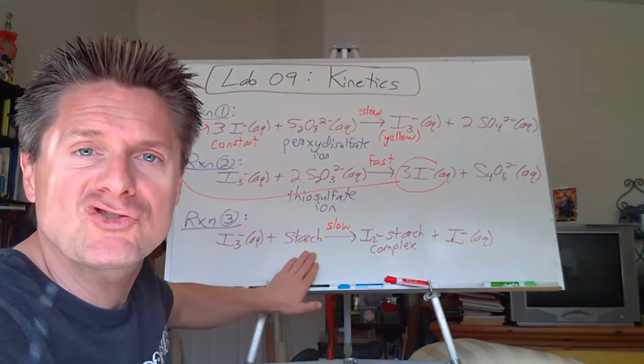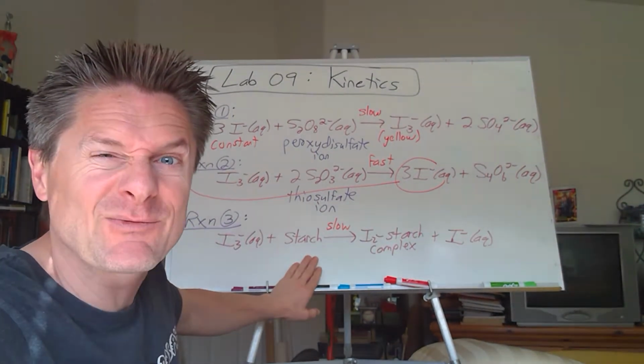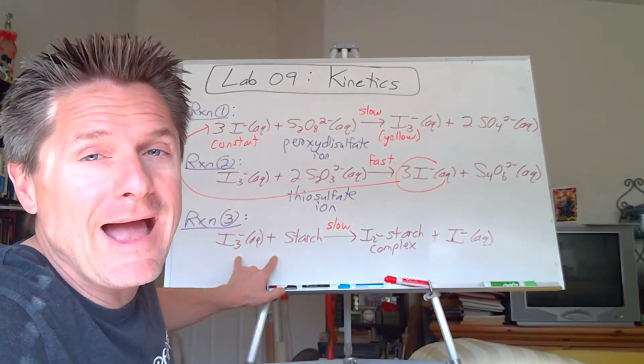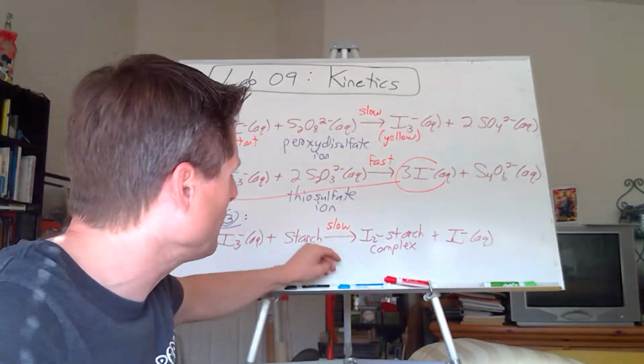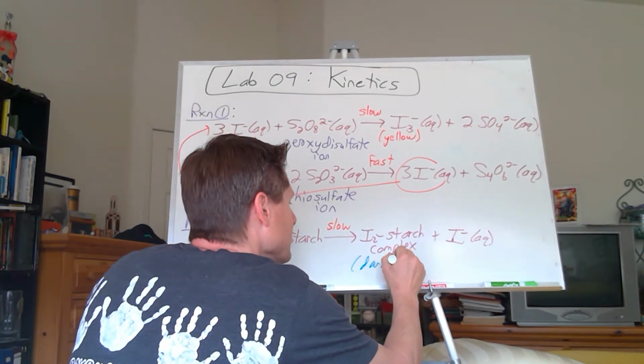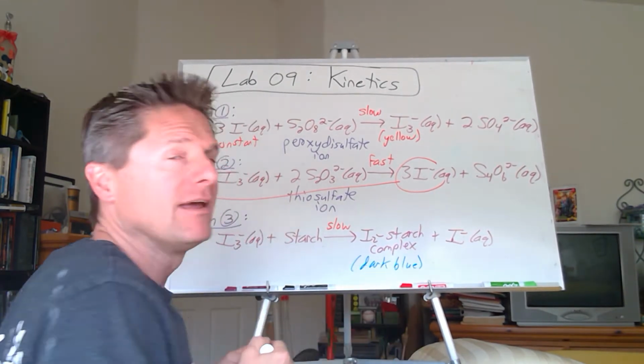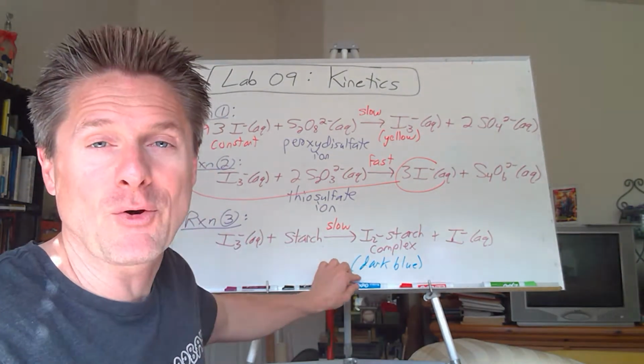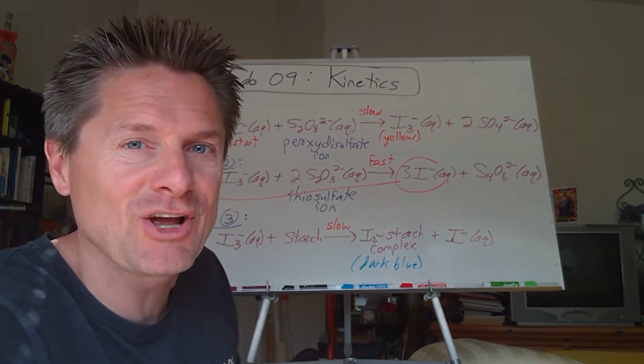It'll react with a starch complex we're going to add. This is where it's cool. When you take the triiodide ion with starch, you get this really, really dark blue complex. It's really fun to see. And that's what I'm hoping to record, where you can see that really cool blue color change.